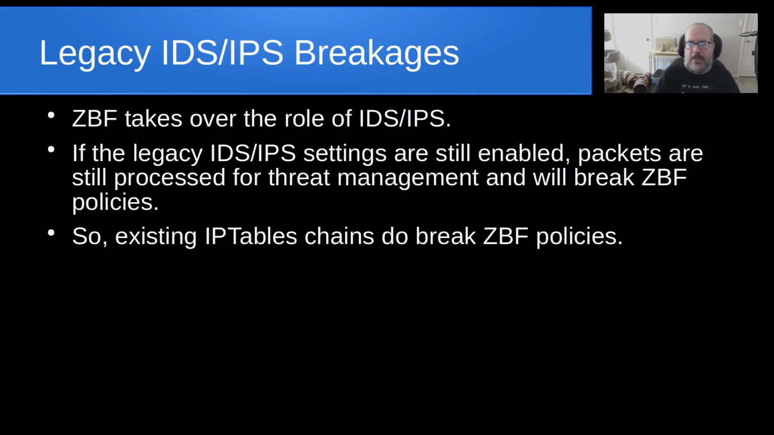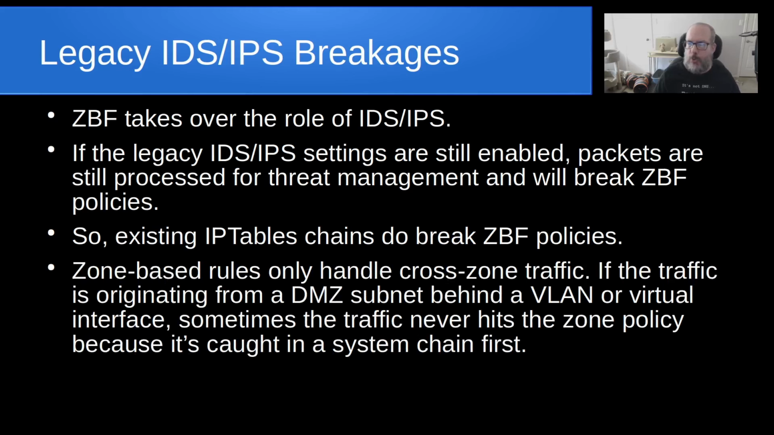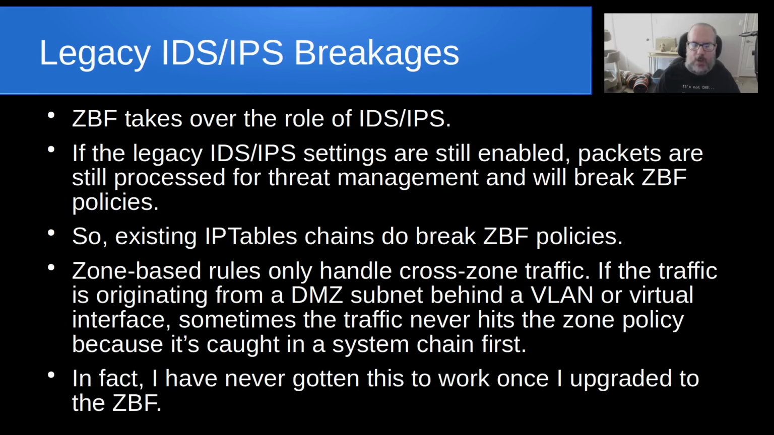So existing IP tables chains do break ZBF policies, and that's really the focus of what I'm trying to say. Zone-based rules only handle cross-zone traffic. If the traffic is originating from a DMZ subnet behind a VLAN or virtual interface, sometimes the traffic hits the zone policy, or it never hits the zone policy because it's caught in a system chain first. We're going to demonstrate that because I can create a policy which should be doing a permit, but that policy won't actually work. In fact, I've never gotten this to work once I upgraded to the zone-based firewall, but I actually believe that this breakage exists before that.